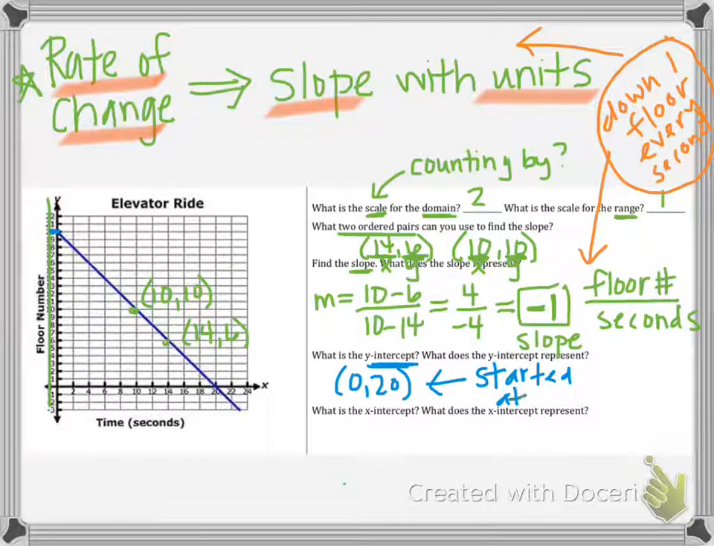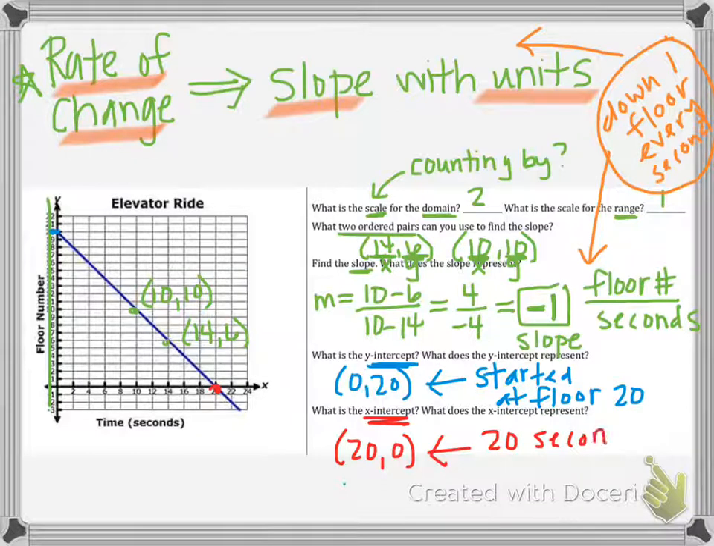Started at floor 20. Okay, so whenever you have these real-world situations, try to figure out what these represent. The x-intercept, that's where your graph crosses the x-axis. And our graph crosses the x-axis here at 20, 0. So this is the amount of time, 20 seconds, at the 0 floor. So that means it took 20 seconds to go to floor 0. 20 seconds to go down to floor 0.